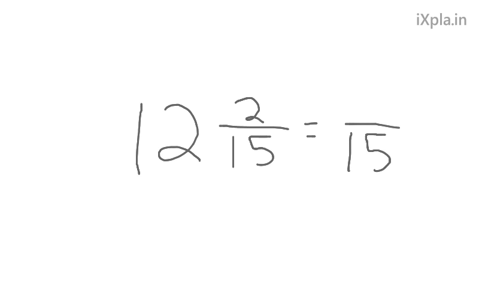C, 12 and 2 over 15. Well, we know our denominator is going to be 15. Now let's figure out our numerator. We need to do 12 times 15 plus 2. 12 times 15 is 180. And if you add the 2, it's 182.